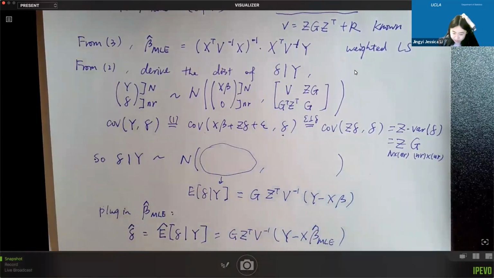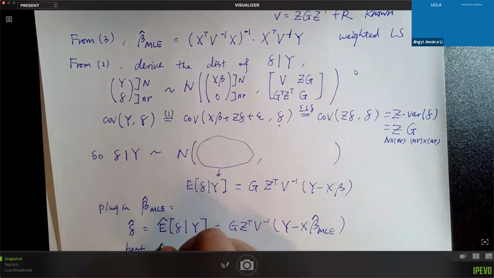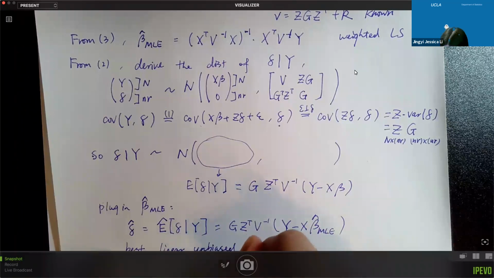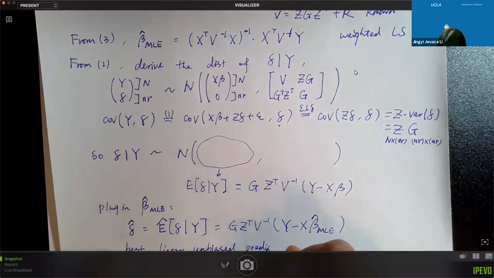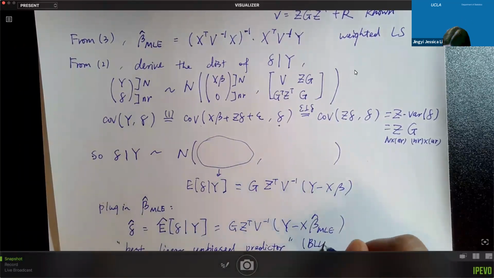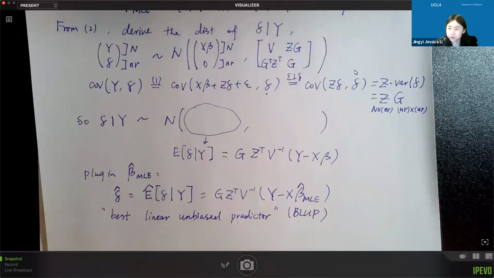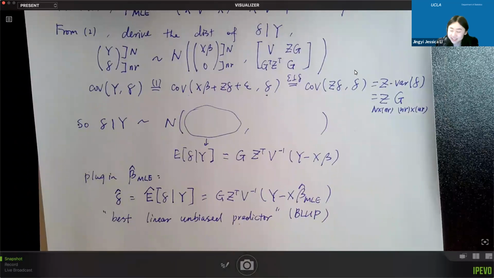And it has a name as a jargon. So this thing is called the best linear unbiased predictor, BLUP for short. But I think if you don't know this jargon, it's totally fine. We can just say, okay, it is the estimated posterior mean of the random effects in the linear mixed effect model.